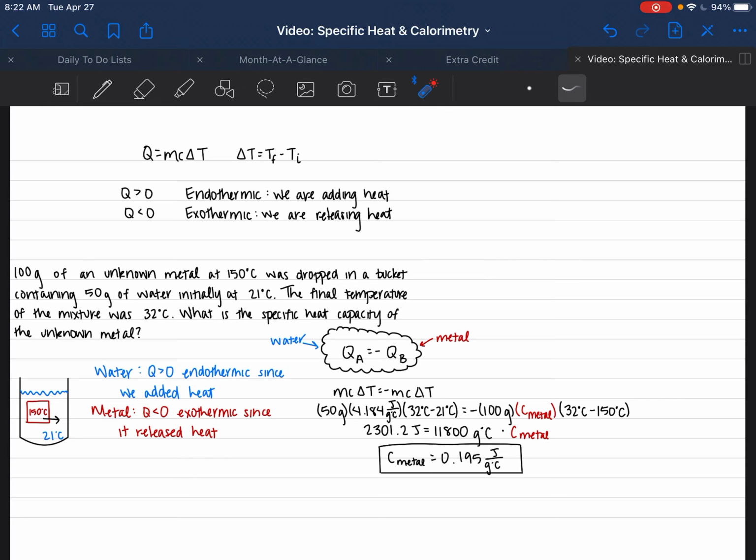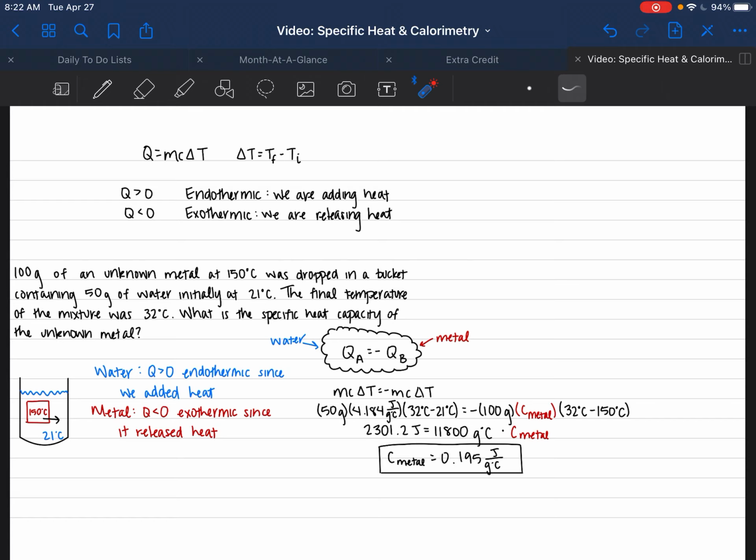So tying that back to something we already know, if our Q is greater than 0, meaning if it's positive, we consider that to be an endothermic reaction because we are adding heat. That T final is greater than T initial. If that Q is less than 0 or negative, we consider that to be exothermic. We're removing heat. That T final is going to be lower than the T initial. So endothermic and exothermic will still apply when we do our lessons today.